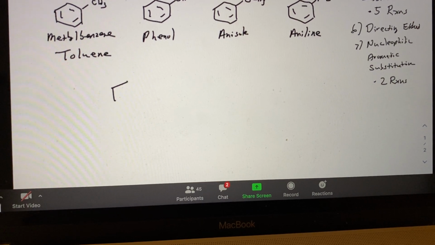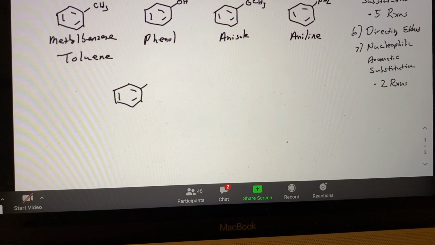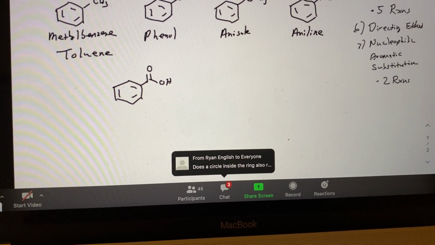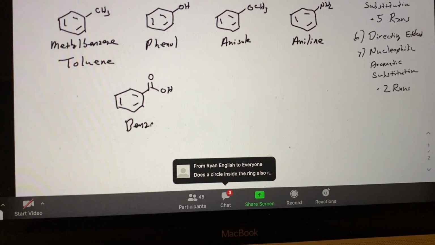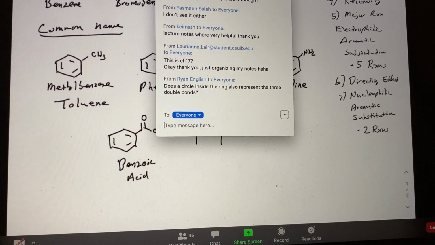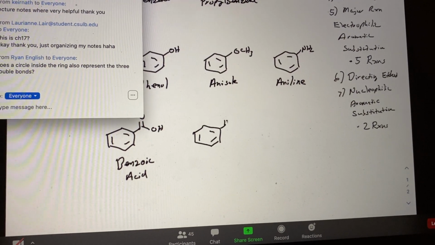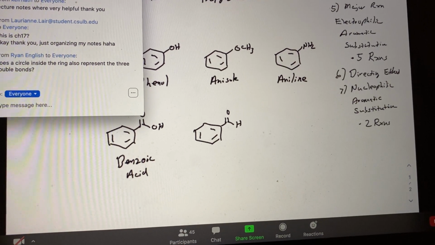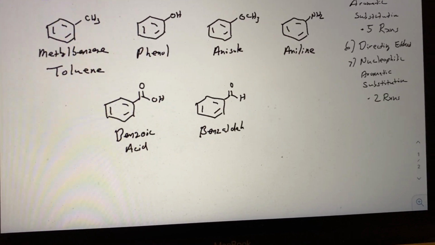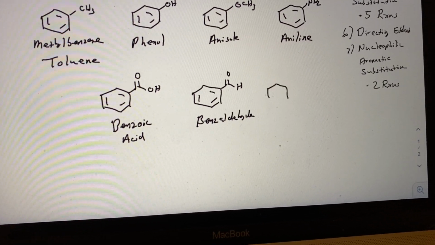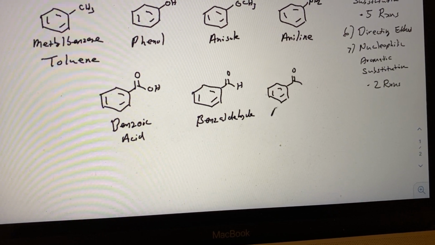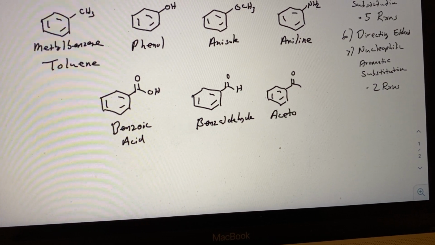A couple more. How about a carboxylic acid? We've been seeing those a lot. Rather than calling this some carboxylic acid, it's known as benzoic acid. And this benz name shows up in a few of these common names. But an aldehyde, we're dealing a lot with aldehydes and ketones. This is benzaldehyde. That's an aldehyde. Let's use a ketone here. The ketone, this name kind of comes out of nowhere, but this is known as acetophenone.